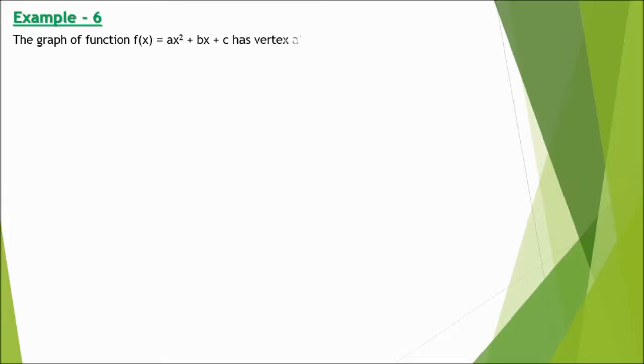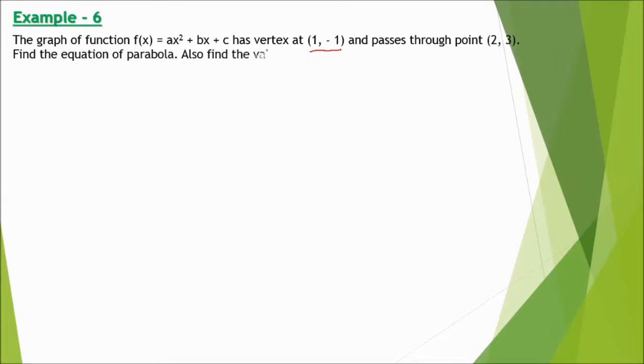This is a long question, can be asked as a 5 marks question. The graph of the function f(x) = ax² + bx + c has vertex at this. Now, the shortcut method which I was talking about while doing example 1 is this one. Just observe it carefully, learn it properly. Now, the vertex is mentioned here, and there is one point which is a passing point.